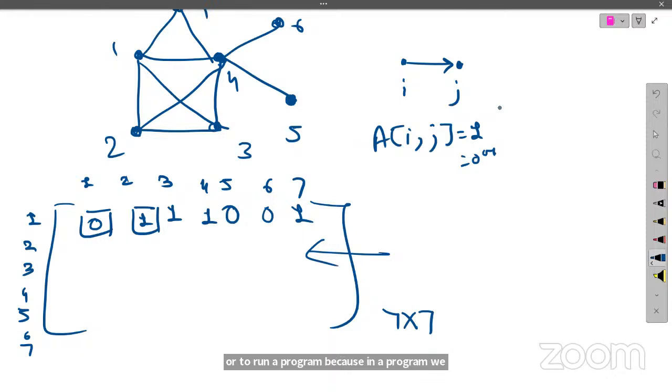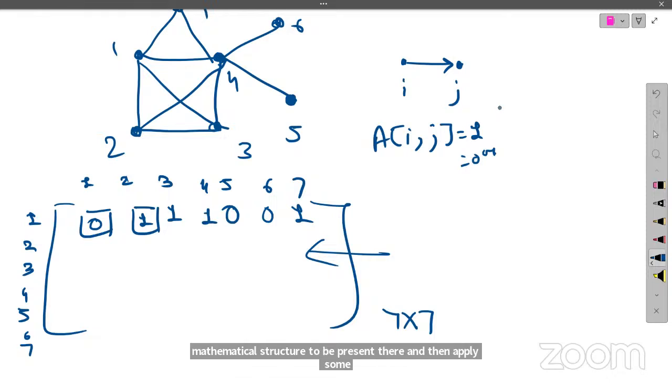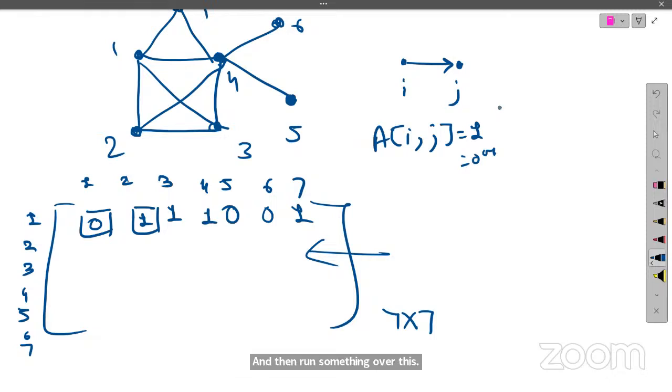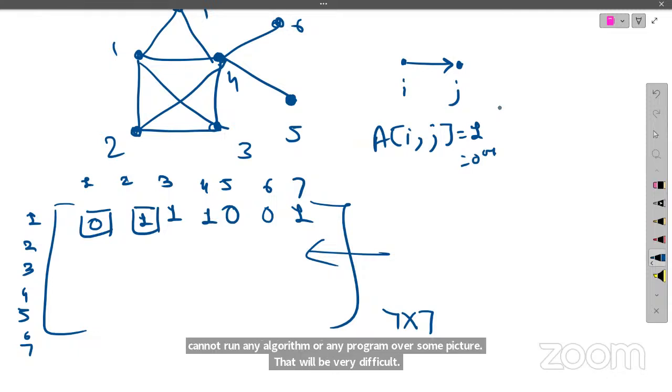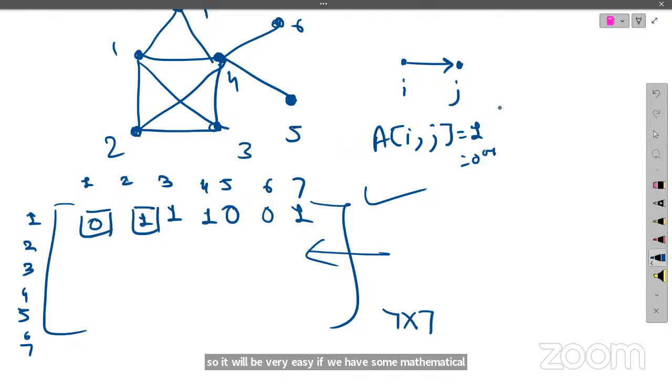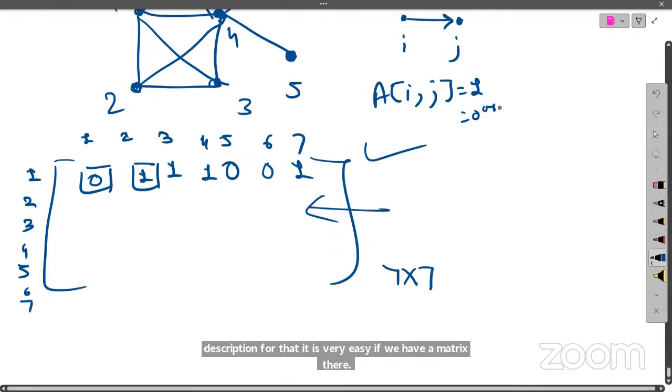We cannot put a picture and tell the computer to compute it, right? We need some mathematical structure to be present there, and then run something over it. We cannot run any algorithm or any program over some picture. That will be very difficult. So it is very easy if we have some mathematical description for that, and it is very easy if we have a matrix. That's why we are describing a matrix related to a graph.